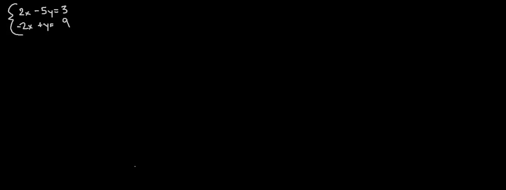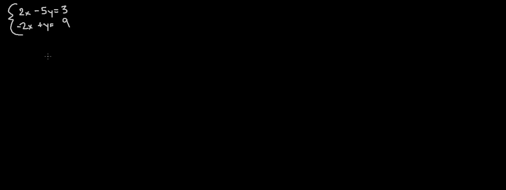I'm going to use elimination to solve this system of linear equations. Elimination involves adding both of the equations together and having one of the variables eliminated as a result. Here I can see that if I were to add both of these equations together, these x's would cancel each other out because I have a positive 2x and a minus 2x.